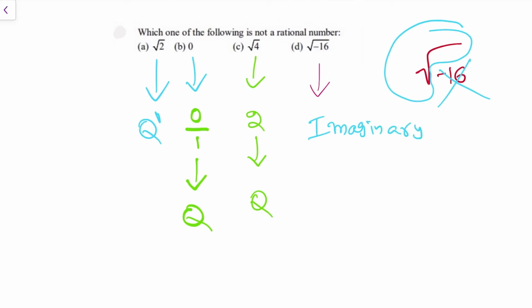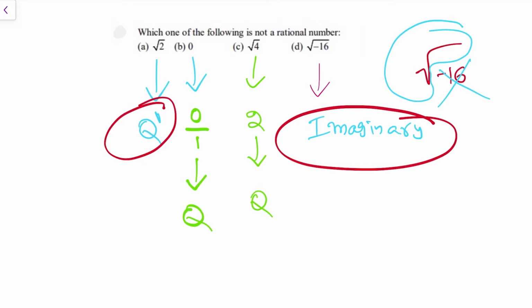So now in the question he is asking which is not a rational. Not a rational means except rational, any other number is possible. So it may be rational or it may be imaginary. So option A as well as option D both are possible in this case.